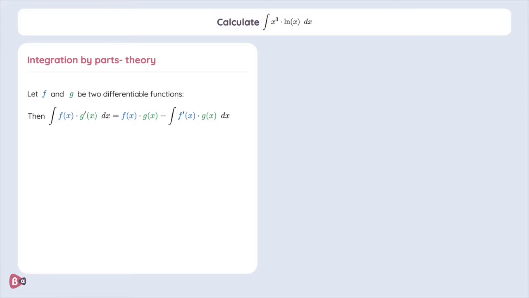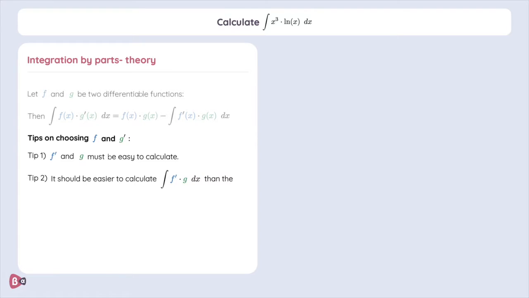Now you might be a bit confused looking at this formula, but here are a few quick tips on choosing f and g prime. So tip number 1, f prime and g must be easy to calculate. So we must choose a function f such that its derivative f prime is easy to calculate. Similarly, we must choose a function g prime such that its integral g is also easy to calculate.